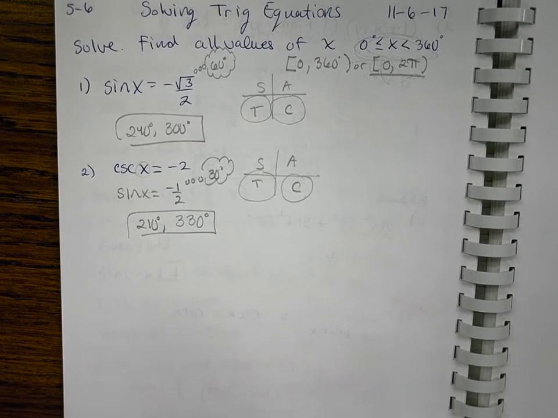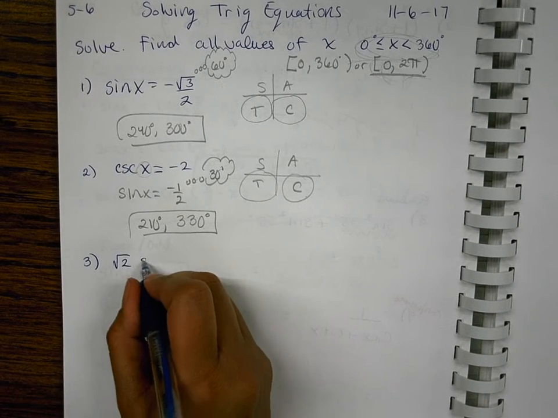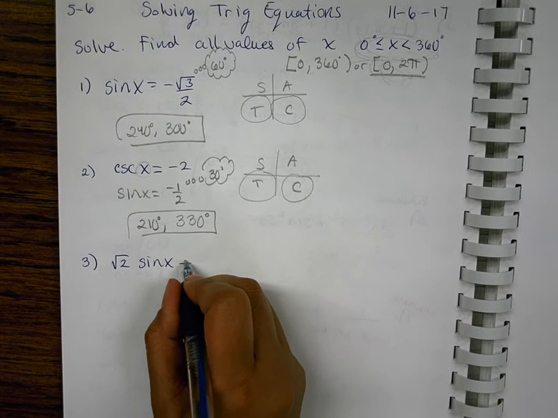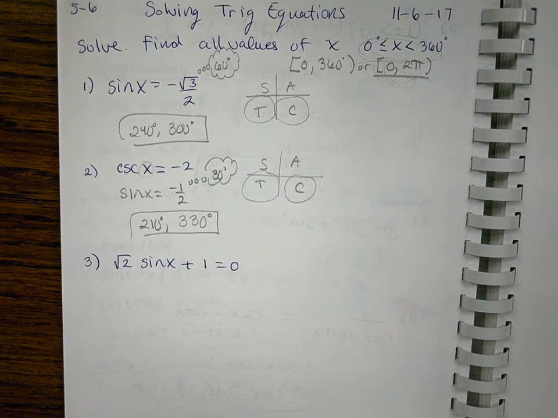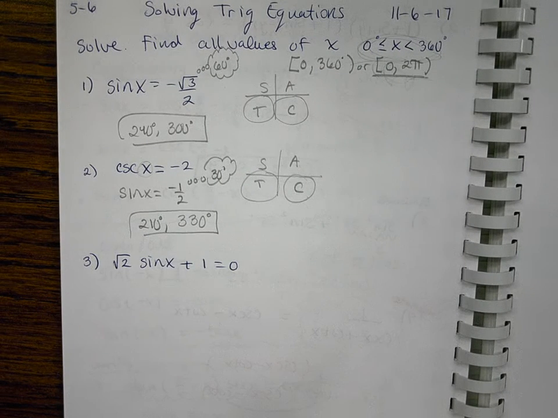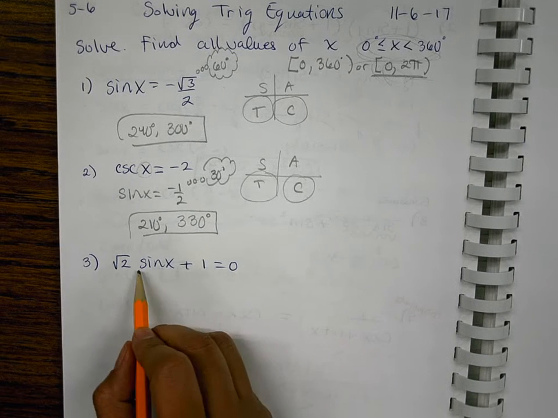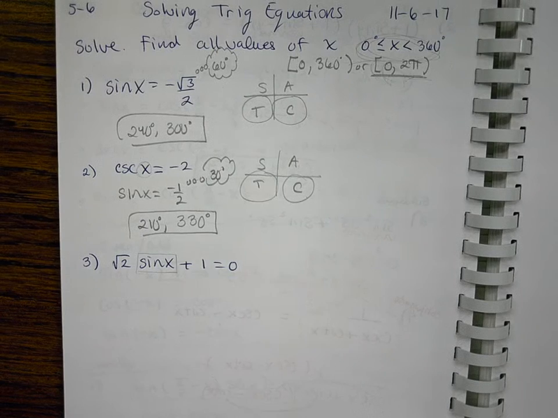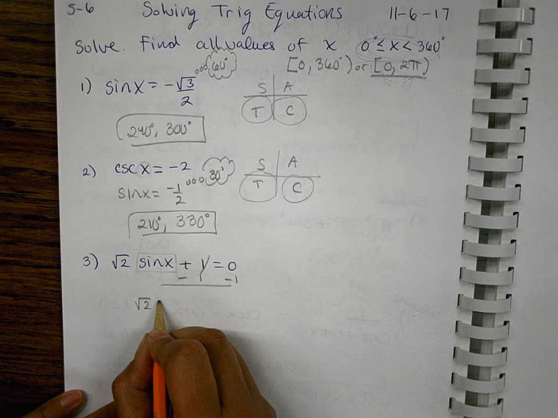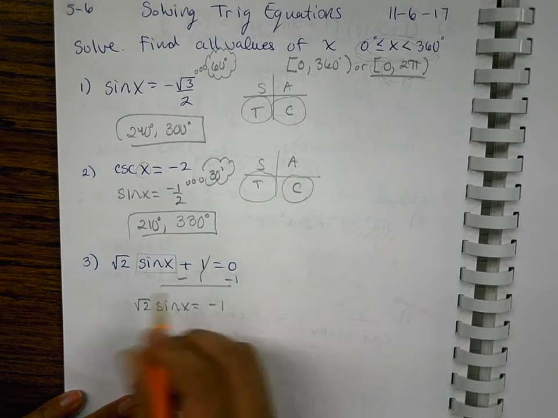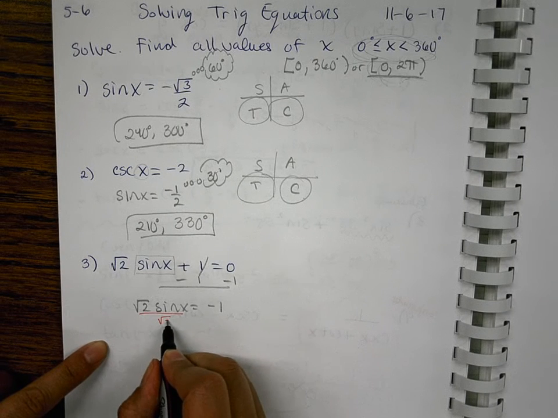Okay, I'm going to move right along. Number 3, √2 sine x plus 1 equals 0. All right, we're going to solve just like we would any other equation. I'm trying to isolate not just the x, but the sine x by itself. So I'm going to subtract the 1. That gives me √2 sine x equals -1. The next thing I would do to get sine x by itself is divide by the √2.